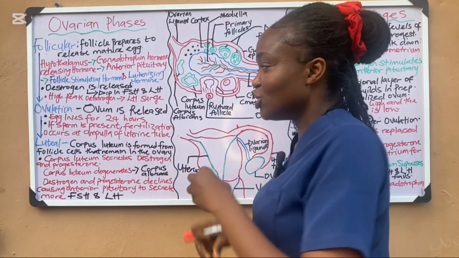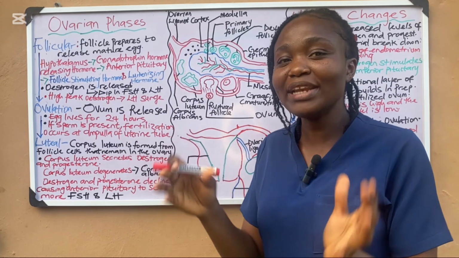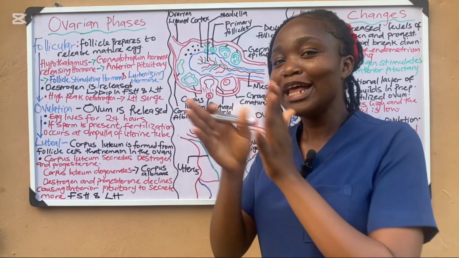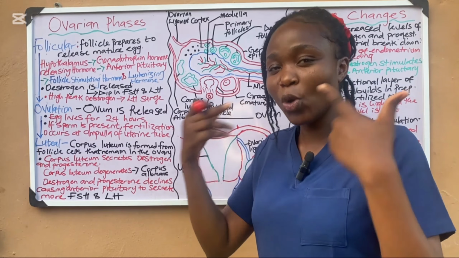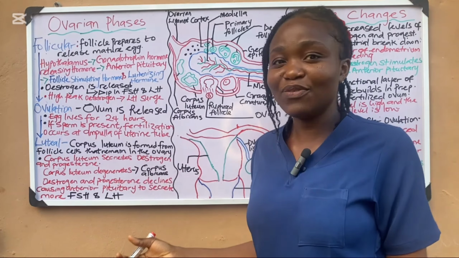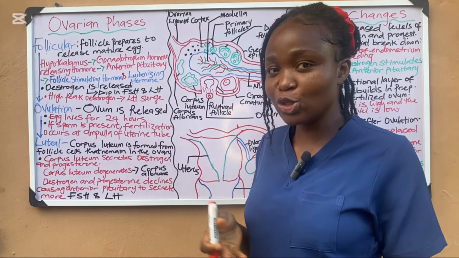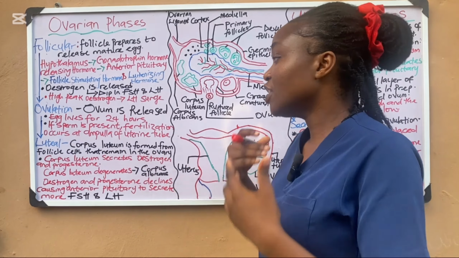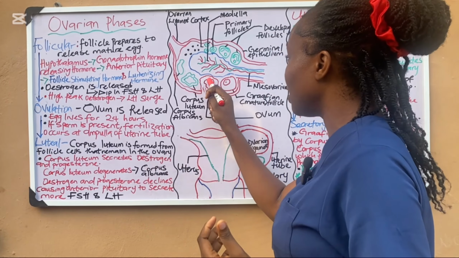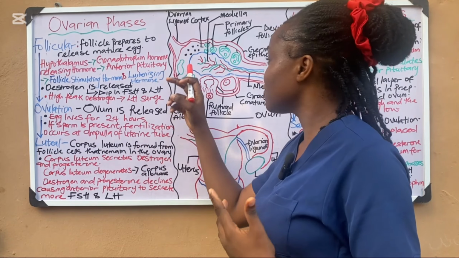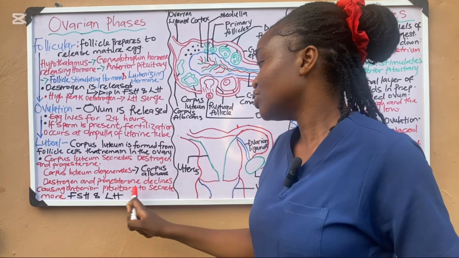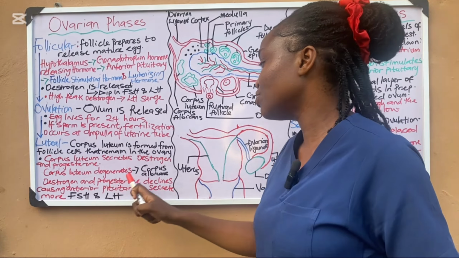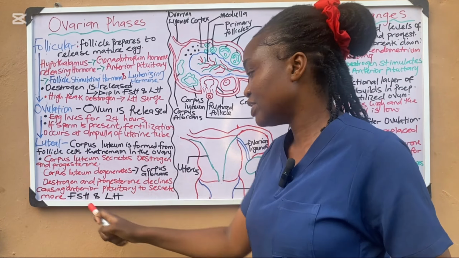But at this stage, just consider the luteal phase as when the corpus luteum is what works. I think it was named after the corpus luteum, luteal. So when we think of that, we see that at the luteal phase, the corpus luteum is formed from the follicle cells, which is the matured follicle that was ruptured. It is formed. And the estrogen and the progesterone decline, causing the anterior pituitary to secrete more FSH and LH.